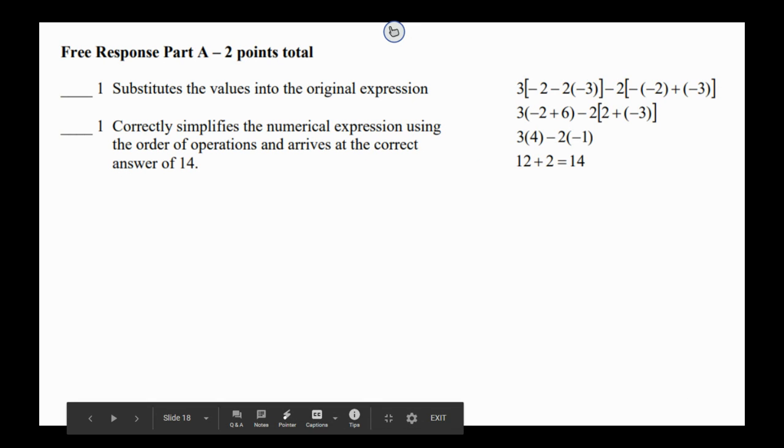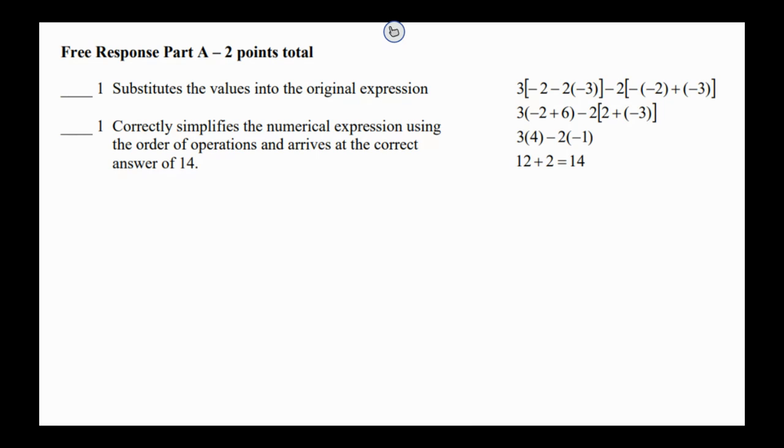Okay, this part was worth 2 points. So a point for substituting the values into the original expression, and a point for correctly simplifying to get 14.